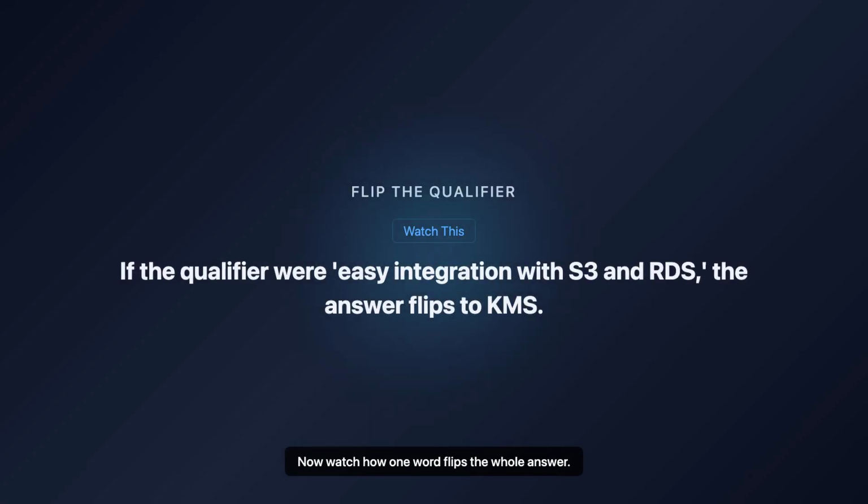Now watch how one word flips the whole answer. If the qualifier had said easy integration with S3 and RDS, or managed with a CloudTrail audit trail, CloudHSM would suddenly be the wrong answer and KMS would win. Same services, opposite choice. The qualifier is doing all the work.